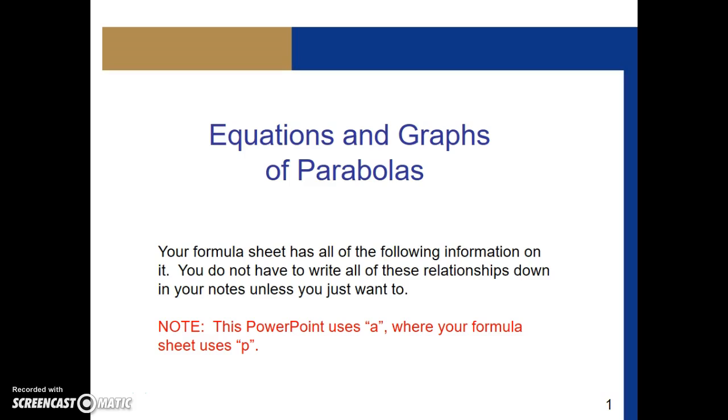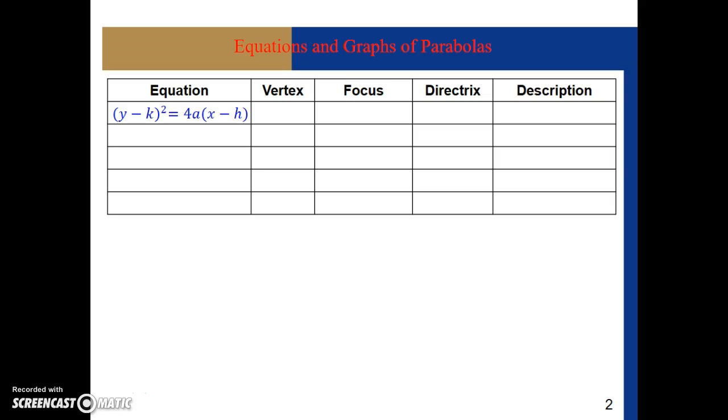One correction, or one thing that I would like for you to know: this PowerPoint, which has some great examples, uses the letter A for a certain representation, where your formula sheet is going to use the letter P. P is the most common letter that's used when we're talking about parabolas and when we're looking at these formulas. So P is what we're going to use, but if you write this down in your notes, you need to make sure that you're aware that where this information uses A, we're actually going to be using P when we do homework and quizzes and exams.